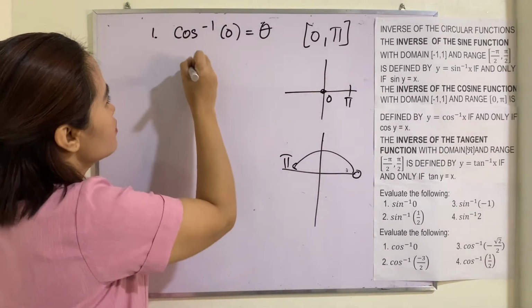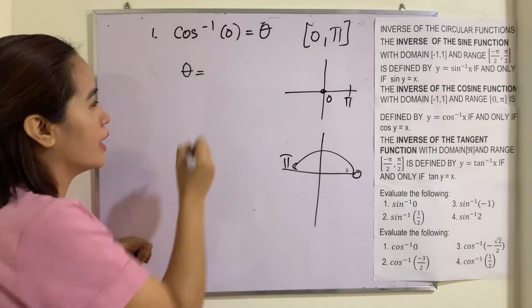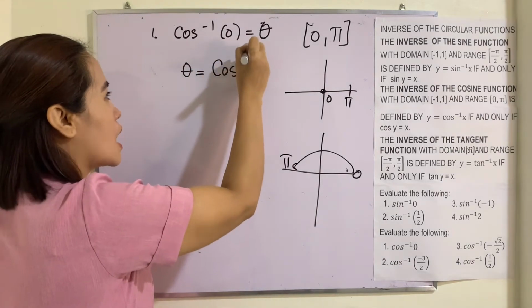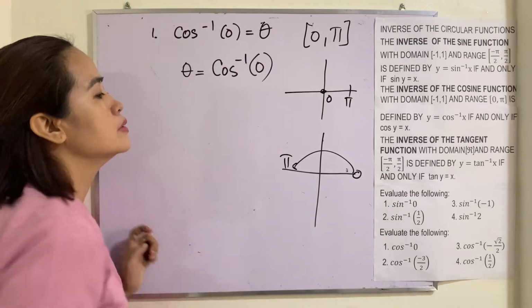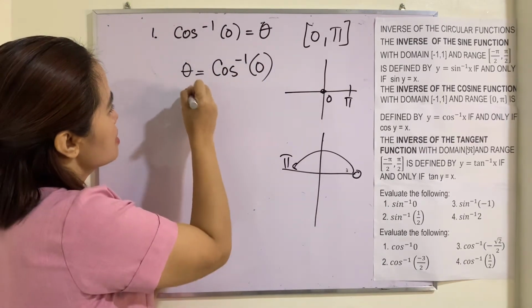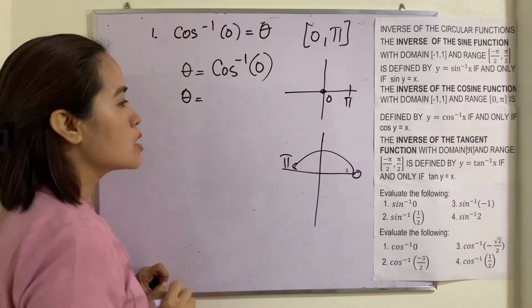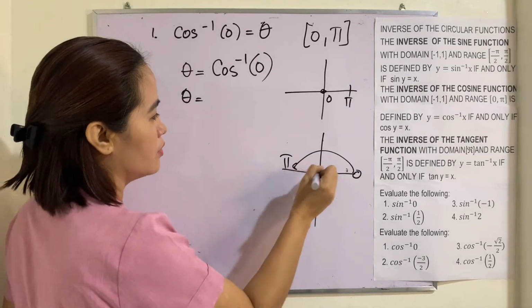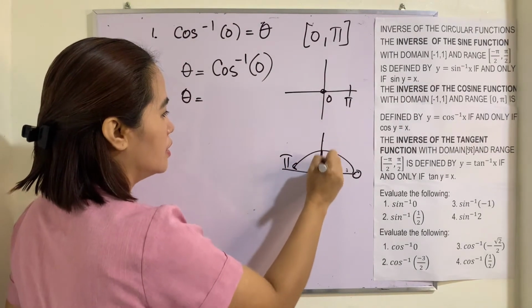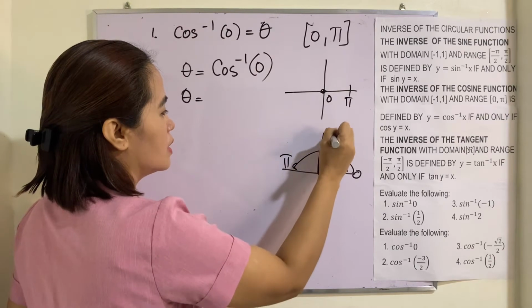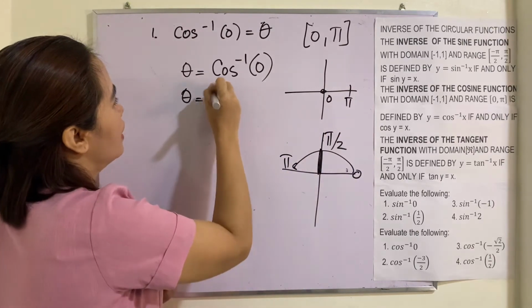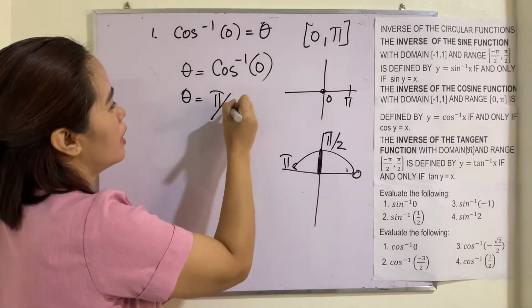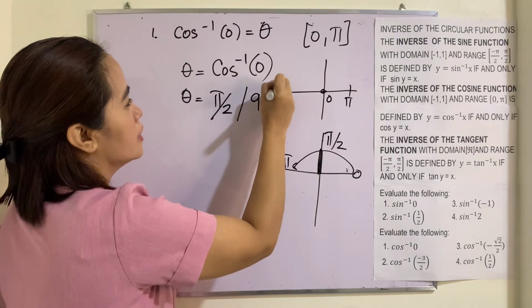So we have to look for the value of the angle in which cosine is 0, and that is equivalent to this one, pi over 2. So the value of theta is pi over 2 or 90 degrees.